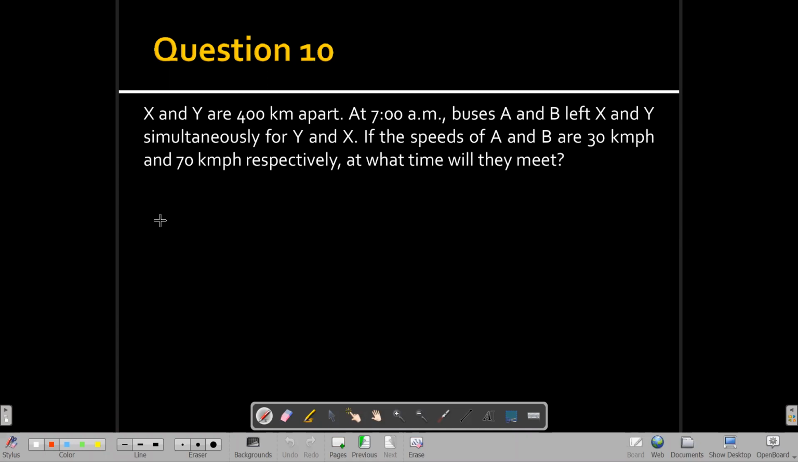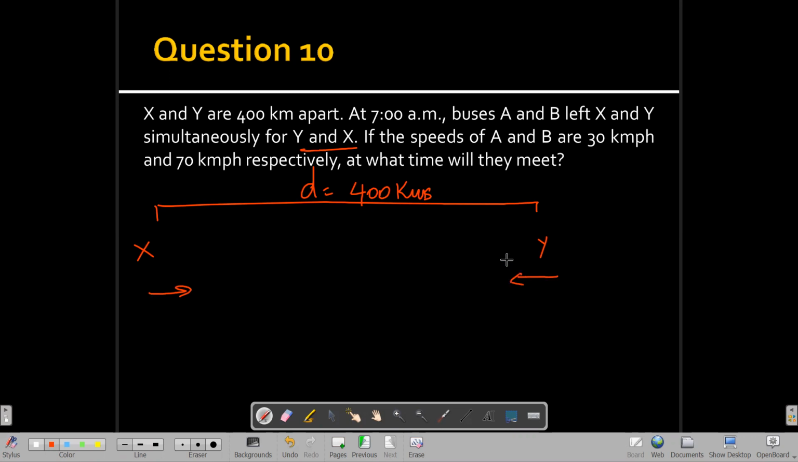X and Y, they are 400 kilometers apart. Okay, so X here, Y here. The distance of separation, 400 kilometers. That's given in the question. Buses A and B, they left X and Y simultaneously towards Y and X, which means these buses are traveling towards each other. You can see that one is moving at the rate of 30 kilometers per hour. The other is moving at the rate of 70 kilometers per hour.